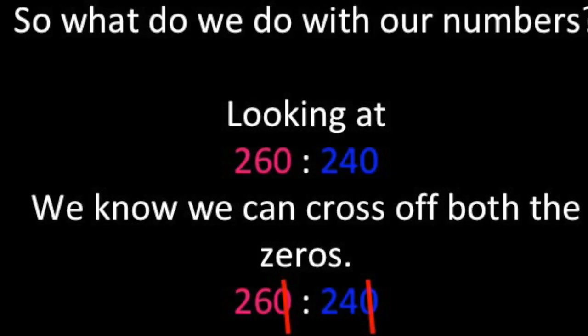So what do we do with our numbers now? Looking at our ratio, we had 260 to 240. If you wrote the ratio in the other form, that's totally okay too. It's still the same thing. But looking at our numbers, we can cross off both the zeros because they both end in a zero. So now we're looking at the ratio of 26 to 24. Crossing off both the zeros is just another way to easily reduce quickly.